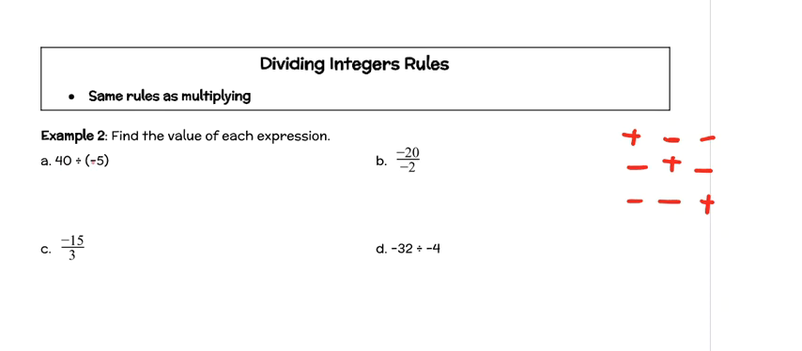So 40 divided by 5 is 8, or you could always ask, 5 times what number is 40? 5 times 8 is 40, and you have a positive and a negative, and if you look at the tic-tac-toe board, that means it's negative. 20 divided by 2 is 10, and a negative divided by a negative is positive, so that's your answer. 15 divided by 3 is 5, or 3 times 5 is 15. You have a negative and a positive, which is negative.